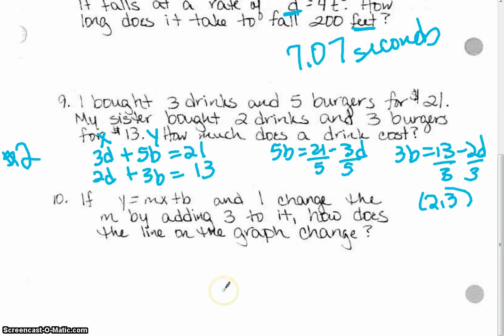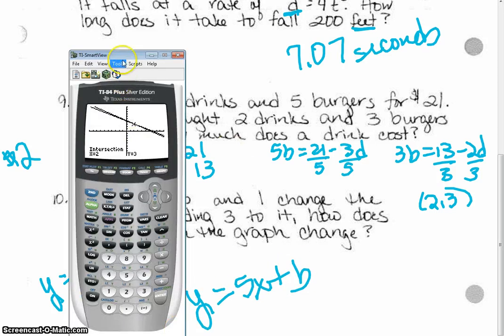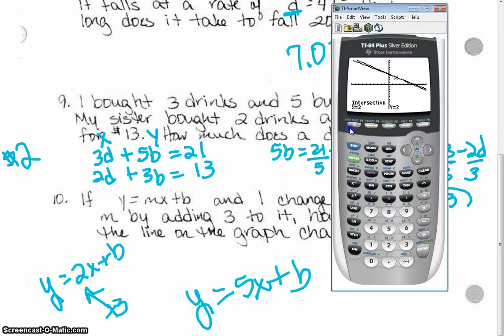Number 10, if y equal mx plus b, and I change the m by adding 3 to it, how does the line of the graph change? Once again, they didn't give me one, so I'm going to say, well, if it was y is equal to 2x plus b, I'm going to add 3 to my m, so y is now equal to 5x plus b. I'm going to put those in my calculator and just look at the graph and see what happened.